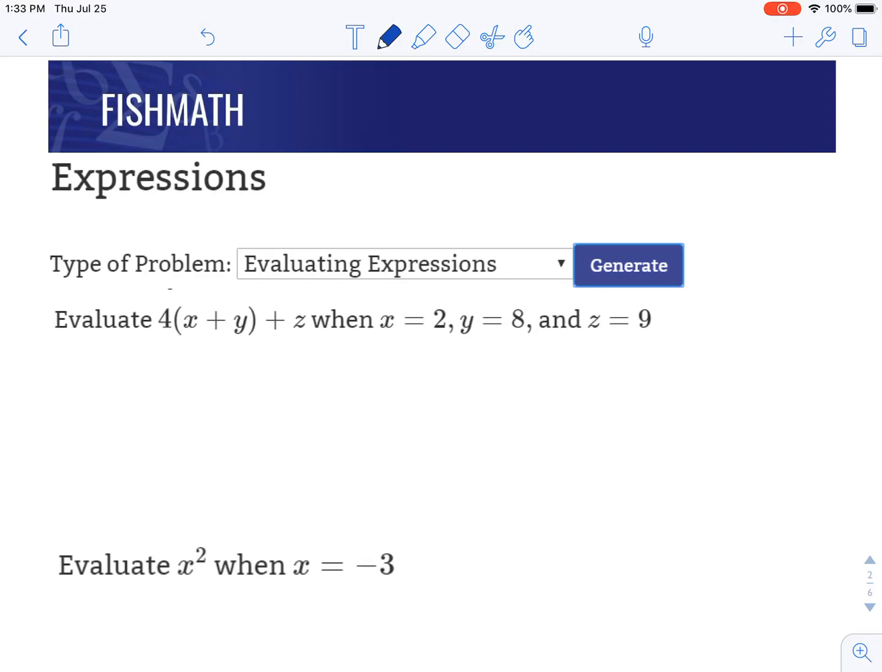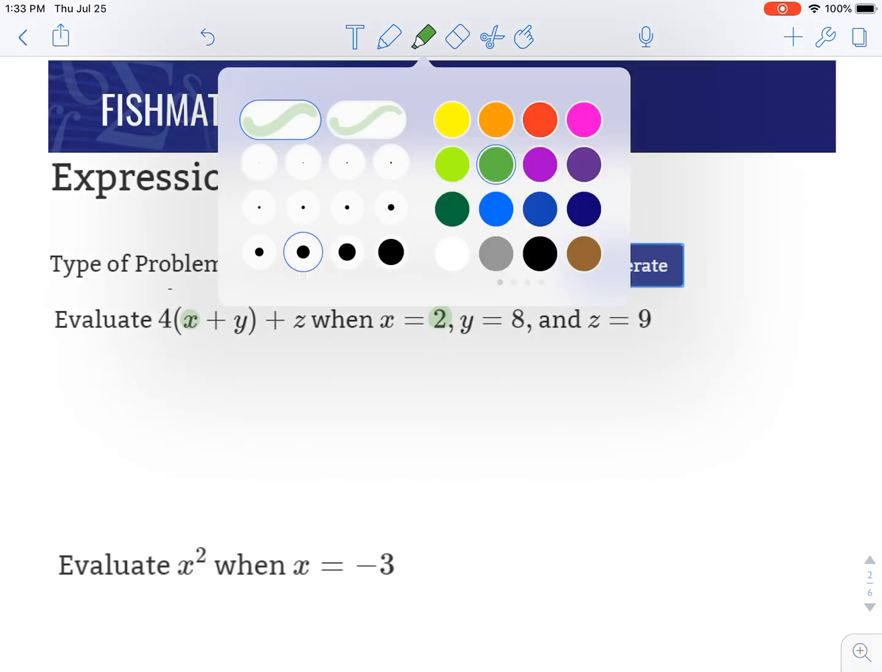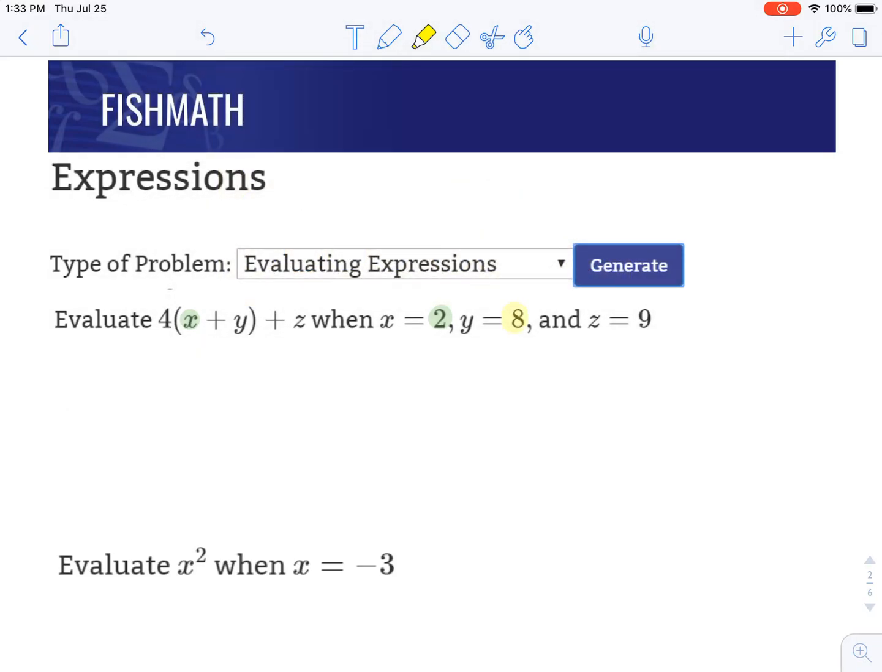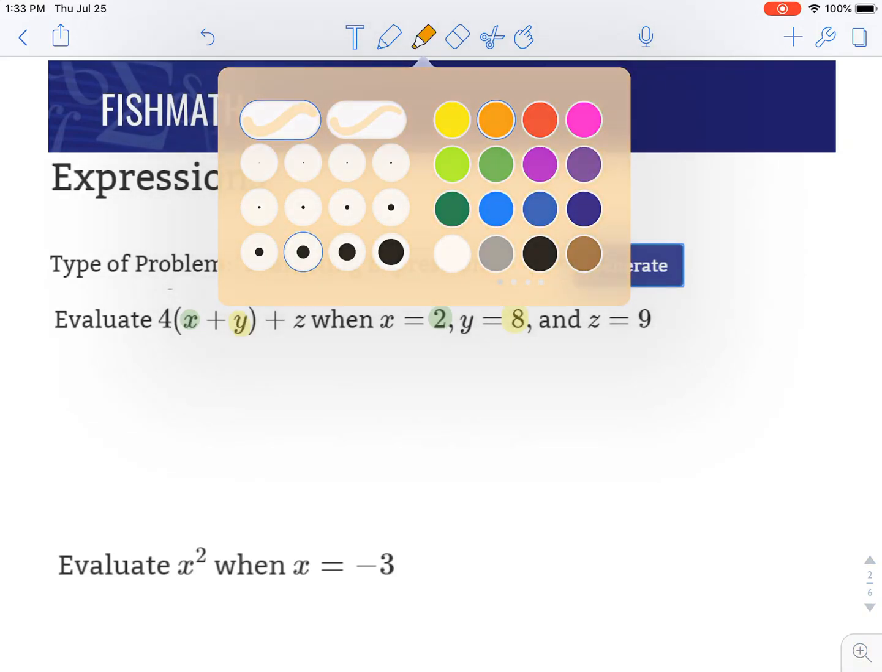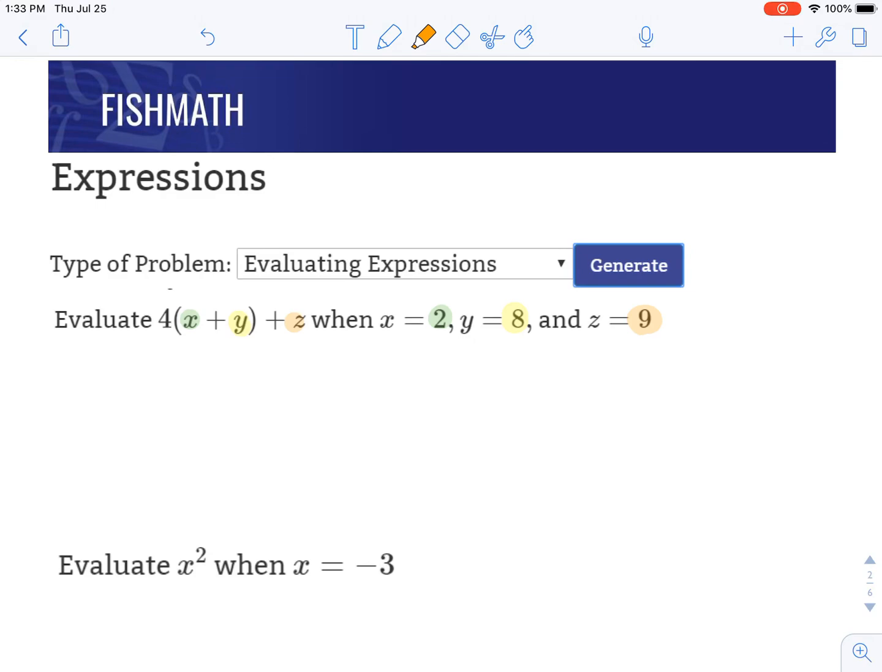So for 4(x plus y) plus z, we're going to take 2 and plug that in for x. We're going to take the y value of 8 and plug that in for y, and then the z value of 9 will go in for z. And we're going to figure out what the answer would be with those numbers plugged in place of the letters. So it'd be 4 times the x plus the y, and then close your parenthesis, plus the z. You've got to be very careful to make sure we don't change the problem except for taking out the letters and substituting in the numbers in their place.